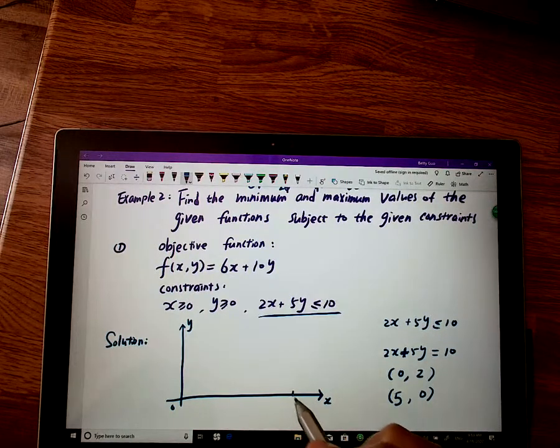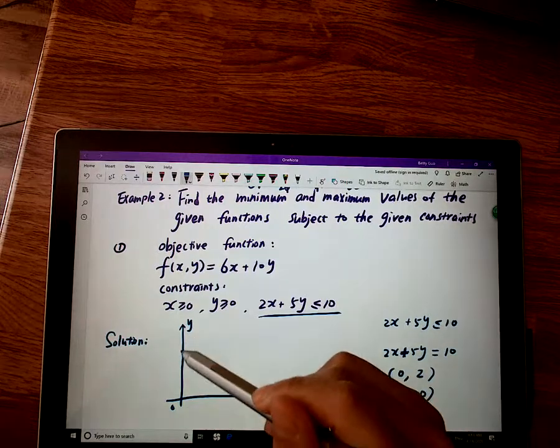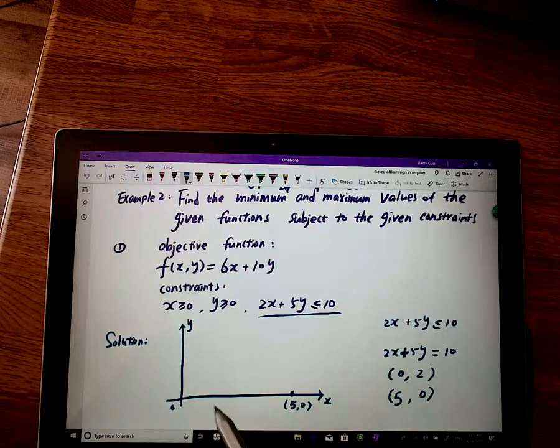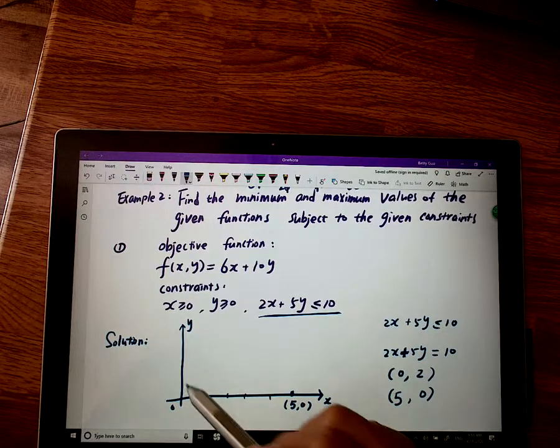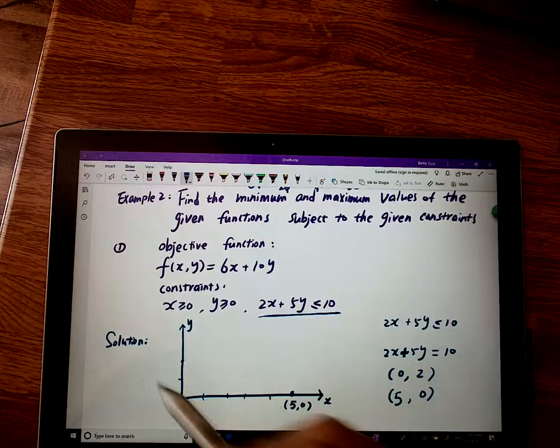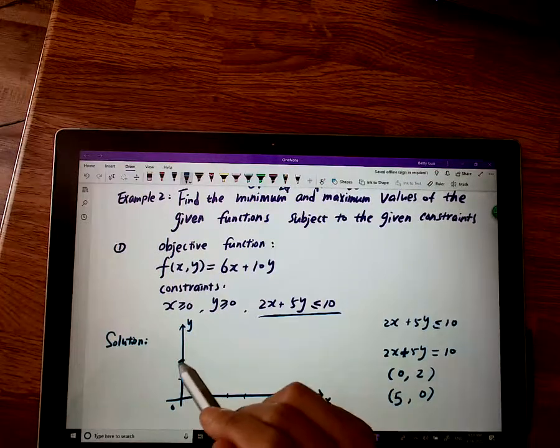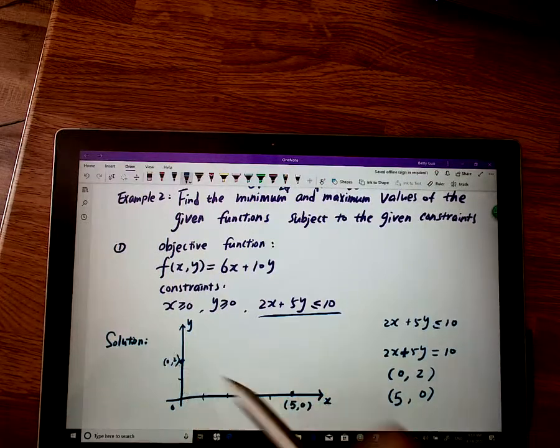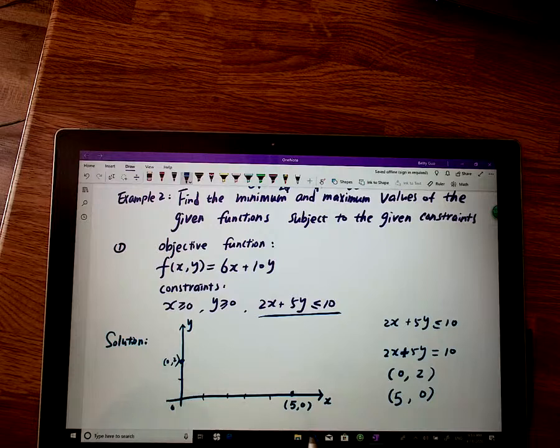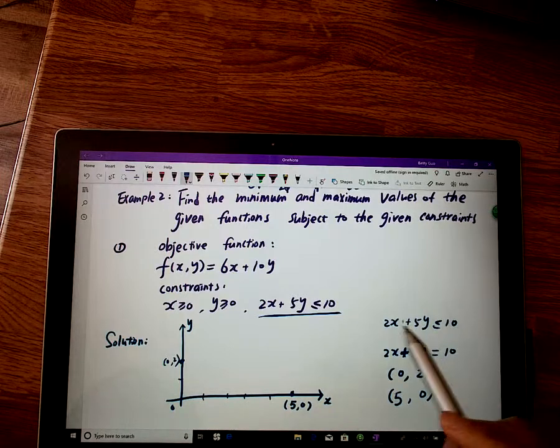Let's plot the 2 points. (5, 0). Let's see, 5 is here. This point is (5, 0). 1, 2, 3, 4, 5. And (0, 2) would be around here. If we connect the 2 points, we have the boundary line for the inequality.